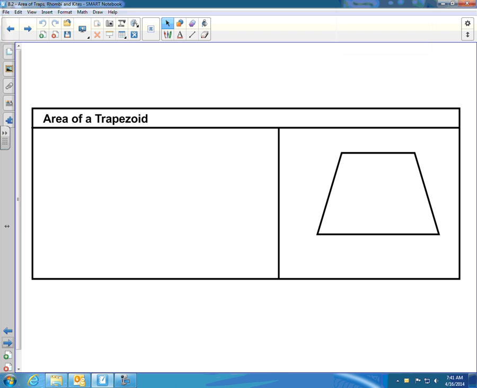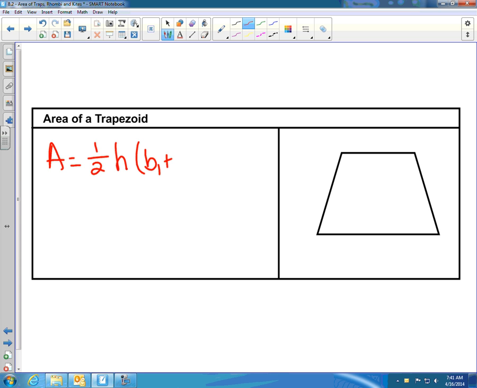Area of a trapezoid we can look at two ways. It is half the product of the height and the sum of the bases. So our area is 1/2 the product, that means multiplication, of the height and the sum of the bases. So let's look at those.